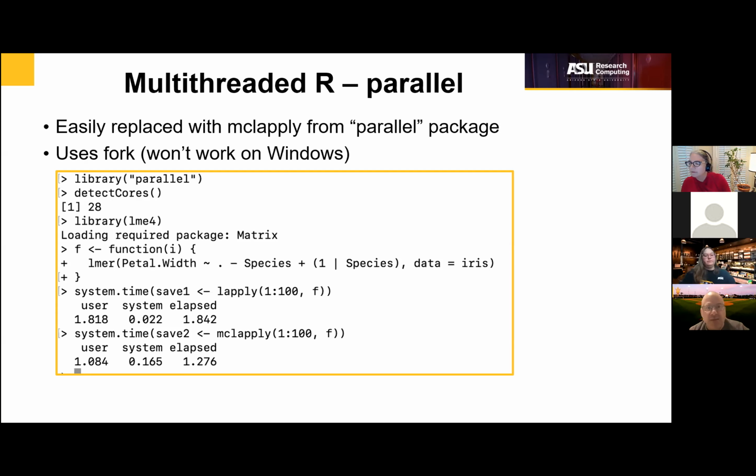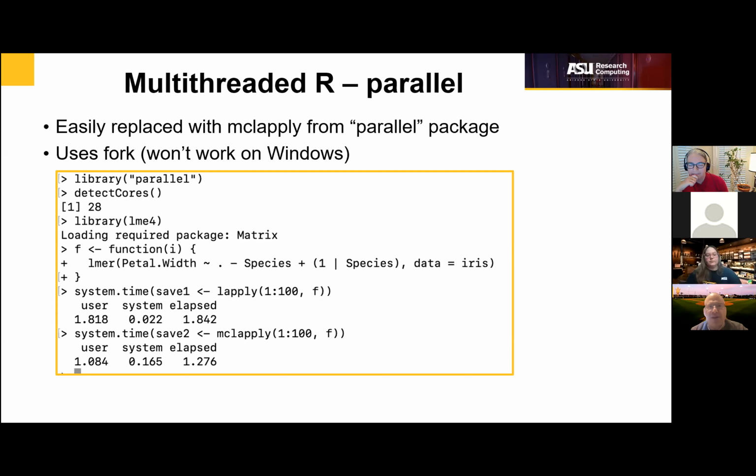But here, what you see is this linear mixed effects library has been loaded in, and then a function is defined, which is going to be f, which is now passed to our apply function. The first one you see, I run a system.time, and I measure the amount of time it takes to run an lapply on that function. And then I just add 2 letters, mc, in front of lapply, and you can see that I've now got multi-threading available to me. Not great acceleration for 28 cores, but at least a little bit.